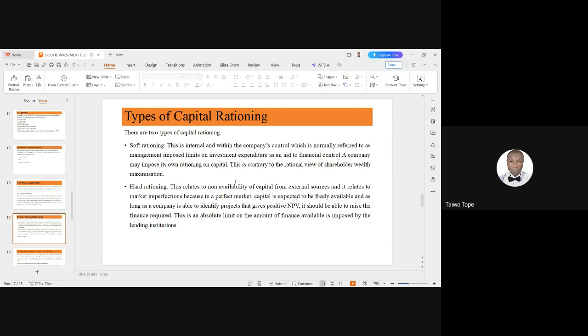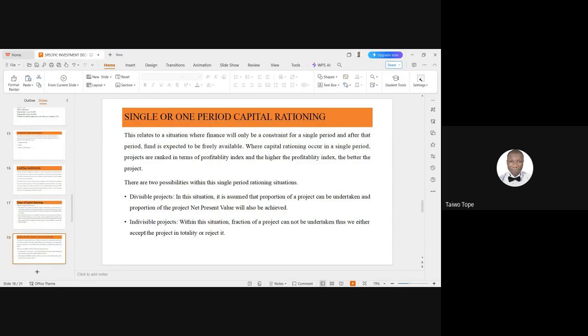So capital rationing is when limited funds prevent a company from accepting all value-adding projects. This forces managers to prioritize investment, often using techniques like the profitability index, but it also means that some positive NPV projects must be rejected, slowing growth and reducing potential market value, as I've earlier mentioned. So we can have cases where we have a single or one period capital rationing.